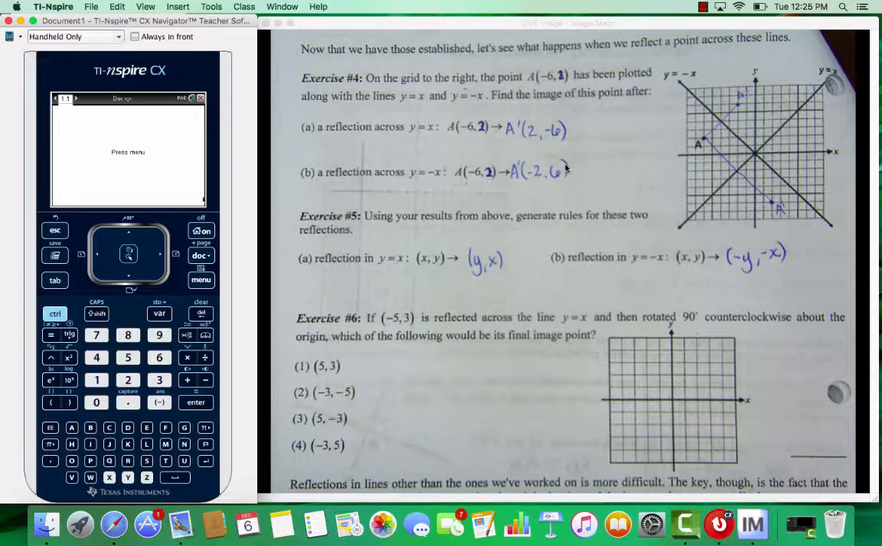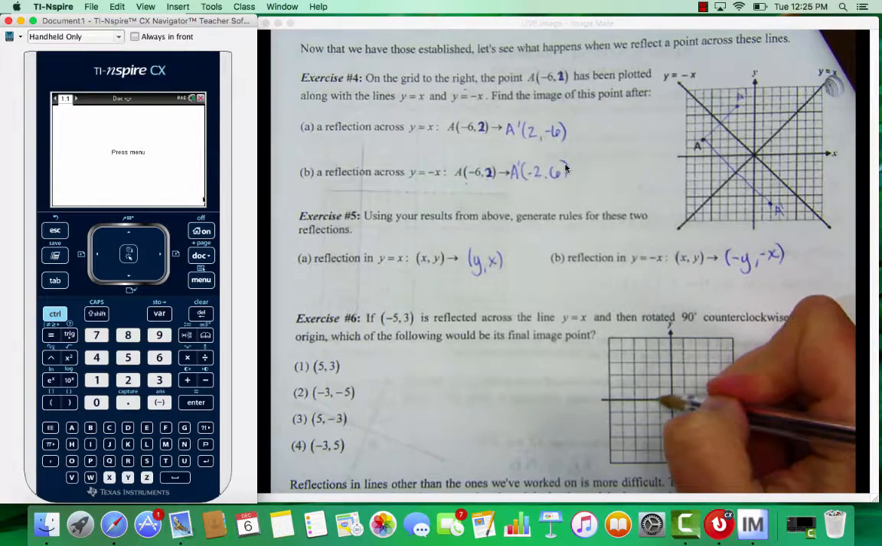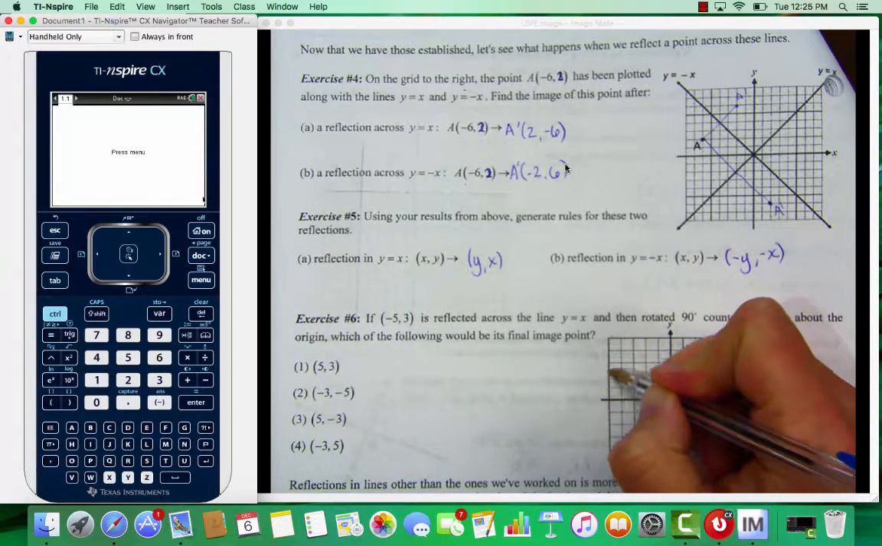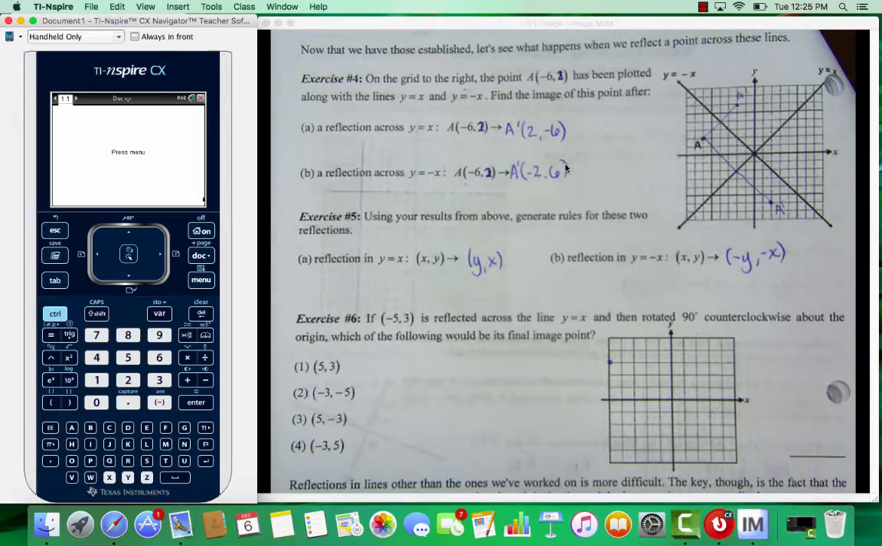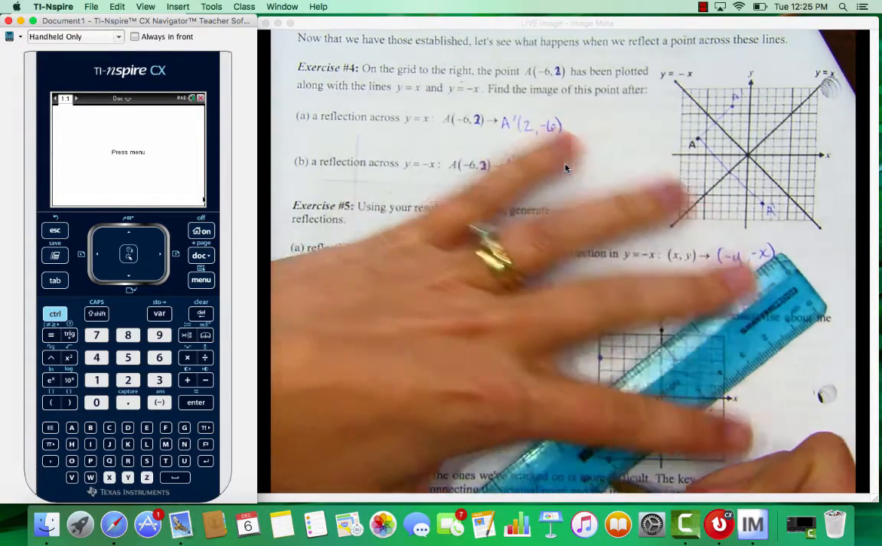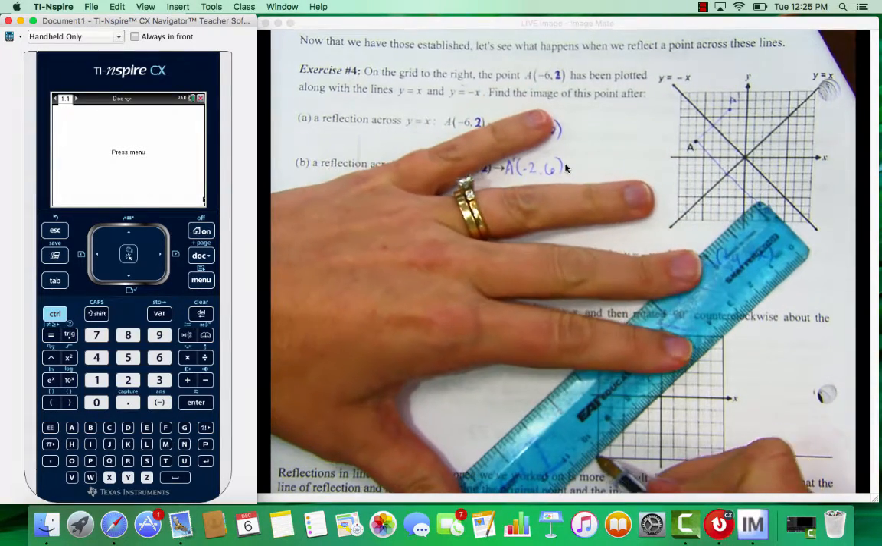All right, example number 6. This time we have the point negative 5, 3, and it's reflected over the line y equals x and then rotated 90 degrees counterclockwise about the origin, and then which of the following would be its final image point. So again, we want to take the point negative 5, 3, and we want to reflect it over the line y equals x, which is this one.